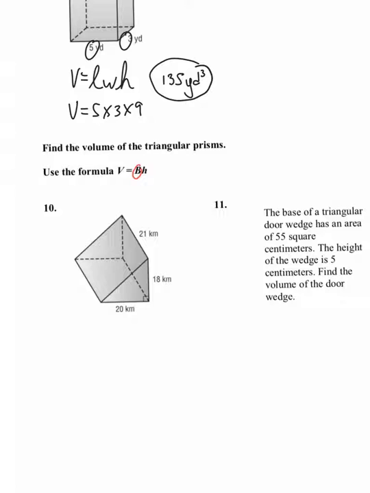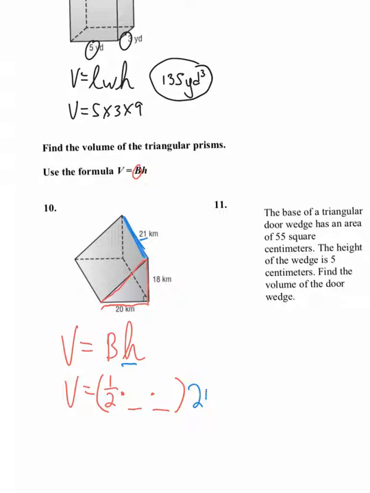So I'm going to start with my formula. Volume is big B times H. Now to find the area of one of the bases, the bases are triangles. So for big B, I'm going to put in parentheses half times whatever the base is, I'll leave a blank for that, times whatever the height is. That is all going to get me big B. And H is the height, it's the distance between the 2 bases, which is 21.